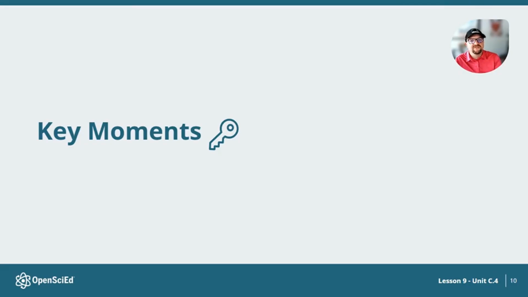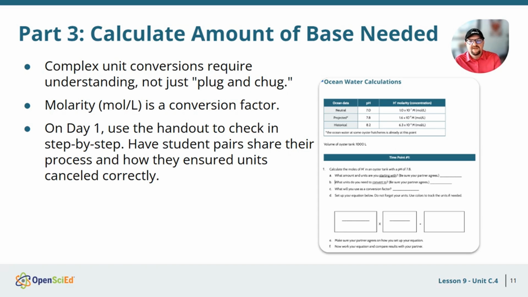Let's look at some pivotal instructional moments of Lesson 9. In Part 3 of the lesson, students are actively working in pairs with their ocean water calculations handout, figuring out how to use molarity as a conversion factor. As you walk around the room, you'll want to have students working in pairs, collaborating, sharing their ideas on how to solve the problem, and discussing how to get their units to cross out.